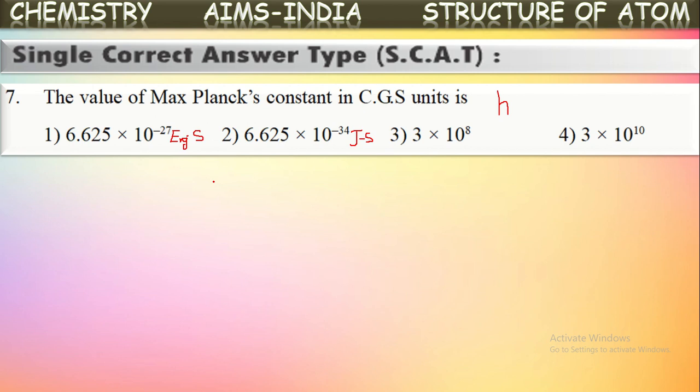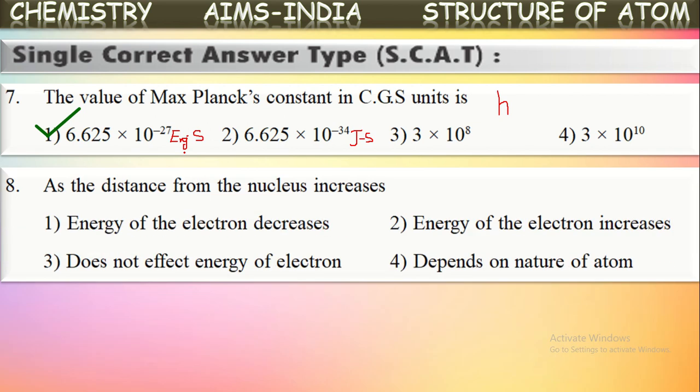Now in the question, if you observe once again, Planck's constant in CGS units, out of these two, where the CGS units are used here, erg second. Now the value of Planck's constant in CGS units is 6.625 into 10 to the power of minus 27. This is the value in units erg second. Okay, this is correct.